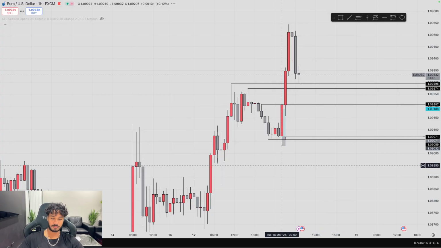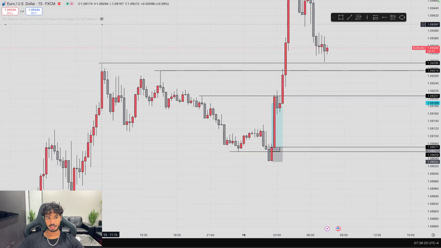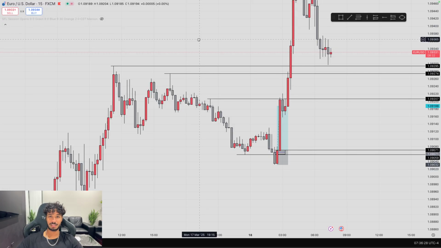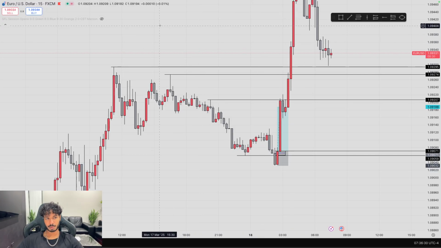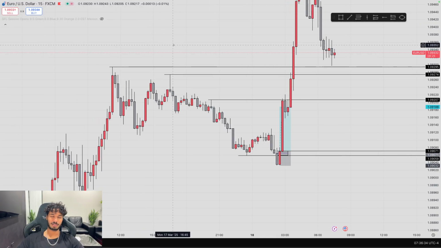Now going into my 15-minute time frame, this is where I would mark out the draw on liquidity and any important confluence that I would look for when taking a trade. So I only use one indicator. I trade ICT concepts, smart money concepts, so no indicators, no moving averages, all that nonsense. You don't need any of that.